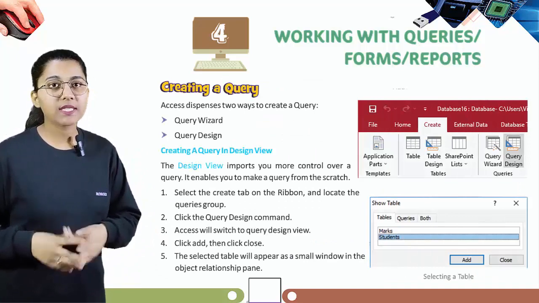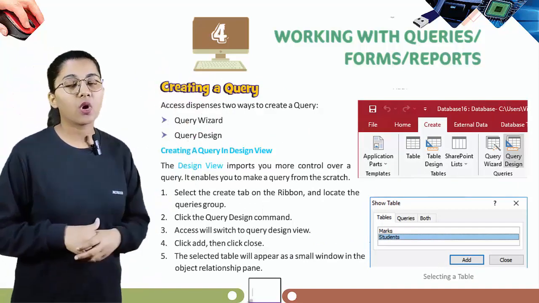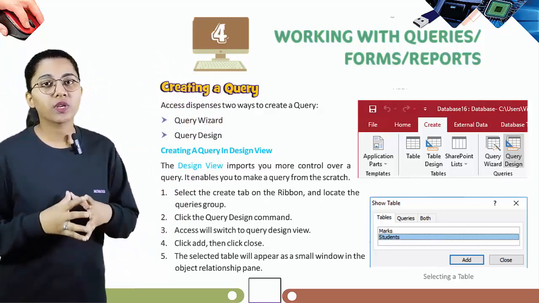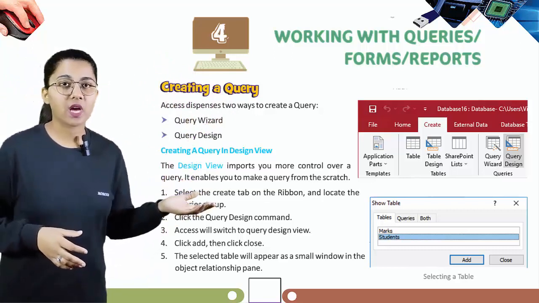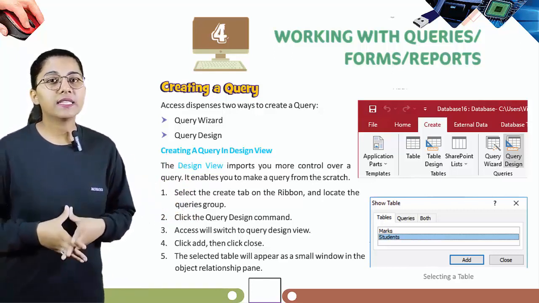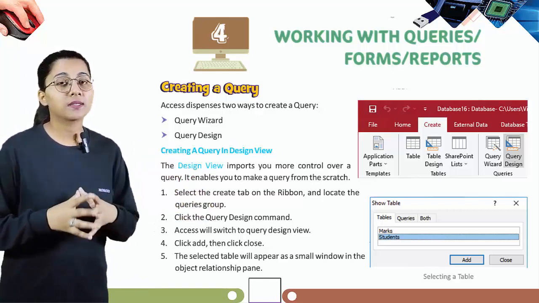Now our next topic is creating a query. So how will you create a query? Access offers two ways to create a query. First, query wizard, and second, query design. So now let's learn about creating a query in design view.